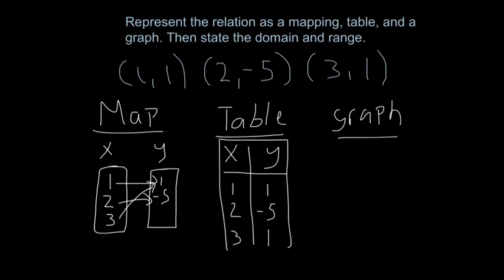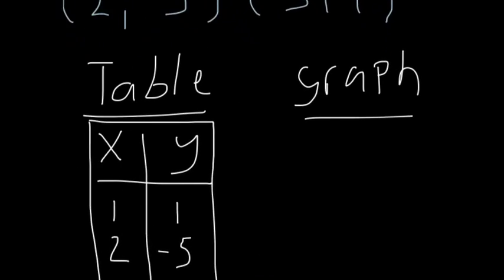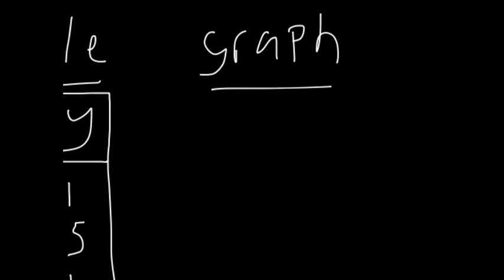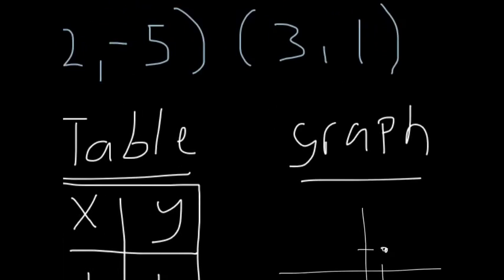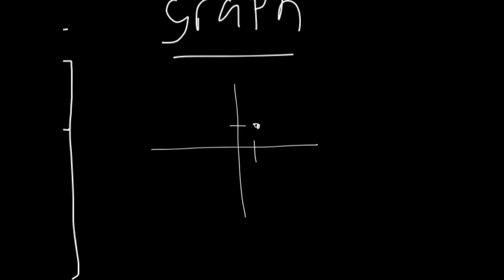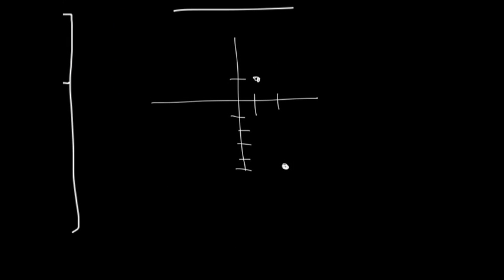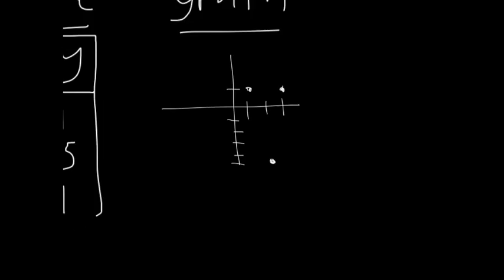Lastly, we have our graph. I may have to zoom in a little bit over here, give myself a little bit more room. Remember, we had our value (1, 1), so we just graph this (1, 1). We have another value up here, which was (2, -5). That's going to be 1, 2, -1, 2, 3, 4, 5. It's going to be all the way down here. And then our last point was (3, 1). So I'm going to go over 1, 2, 3, back up to 1. And we've got our graph.